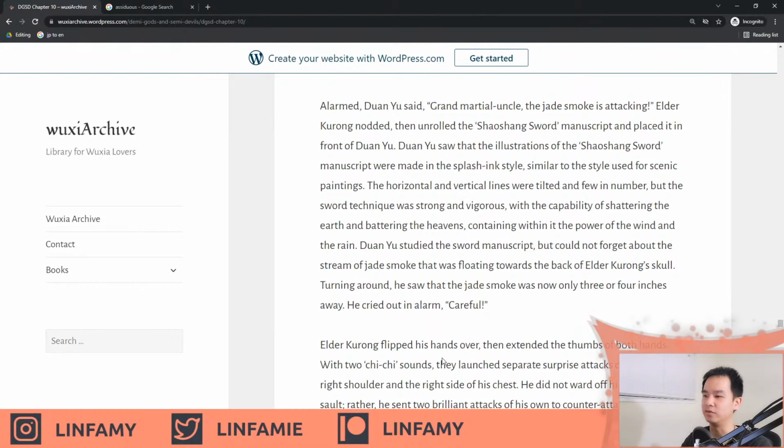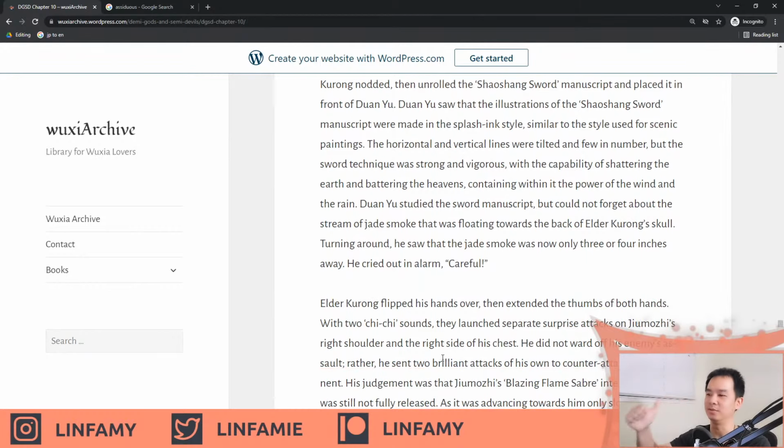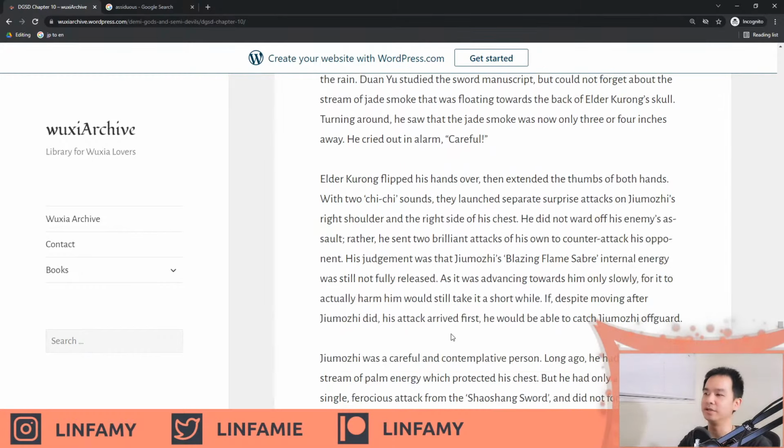Elder Ku Rong flipped his hands over, then extended the thumbs of both hands. With 2 chi-chi sounds, they launched separate surprise attacks on Jiu Mozi's right shoulder and the right side of his chest. He did not ward off his enemy's assault. Rather, he sent 2 brilliant attacks of his own to counterattack his opponent. His judgment was that Jiu Mozi's blazing flame saber internal energy was still not fully released. As it was advancing towards him only slowly, for it to actually harm him would still take it a short while. If, despite moving after Jiu Mozi did, his attack arrived first, he would be able to catch Jiu Mozi off guard.